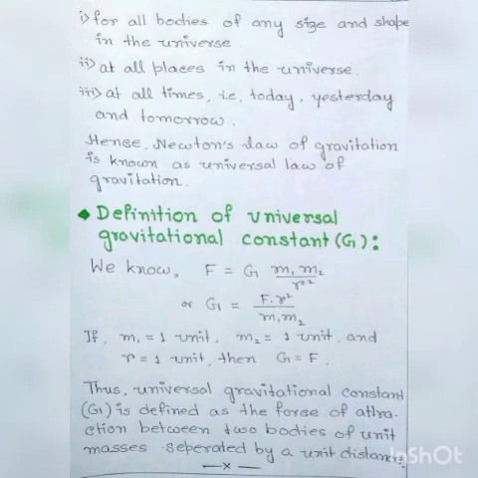So from this relation we can conclude, universal gravitational constant G is defined as the force of attraction between two bodies of unit masses separated by a unit distance. Means gravitational constant is the force of attraction which acts between two objects with unit masses which are separated by unit distance.